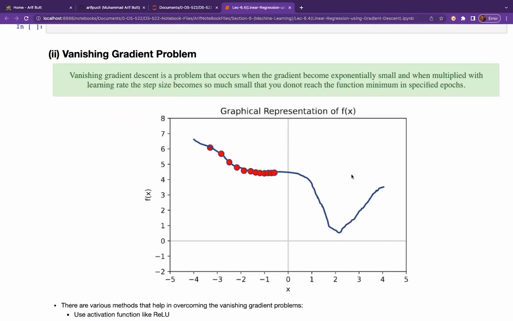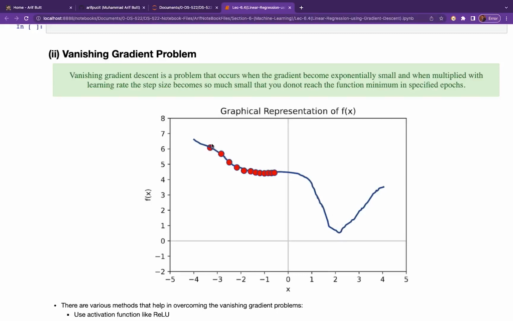Well, vanishing gradient is a problem that occurs when the gradient or slope becomes exponentially small. When multiplied with the learning rate, the step size becomes so small that you don't reach the function minimum in a specified number of epochs. And this is shown in this one-dimensional function having only one minimum point.